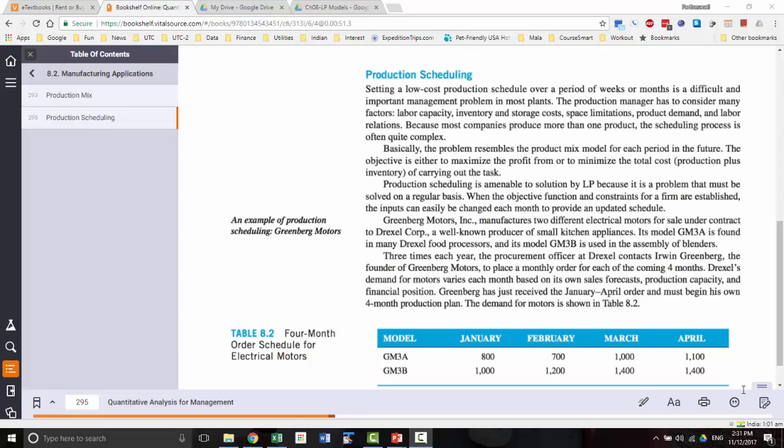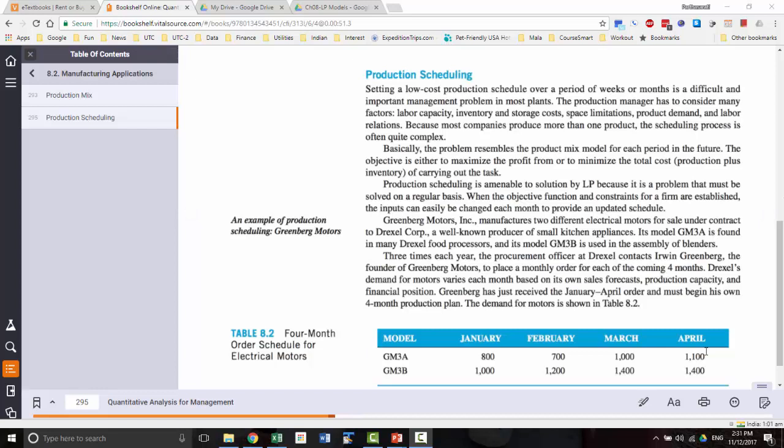Next manufacturing application is production scheduling. This is also known as aggregate planning. So here we have an order schedule of two different motors for the next 4 months. So there are two products and the demand for 4 months are given. So here, this is the first problem where we have a time element introduced in the modeling.